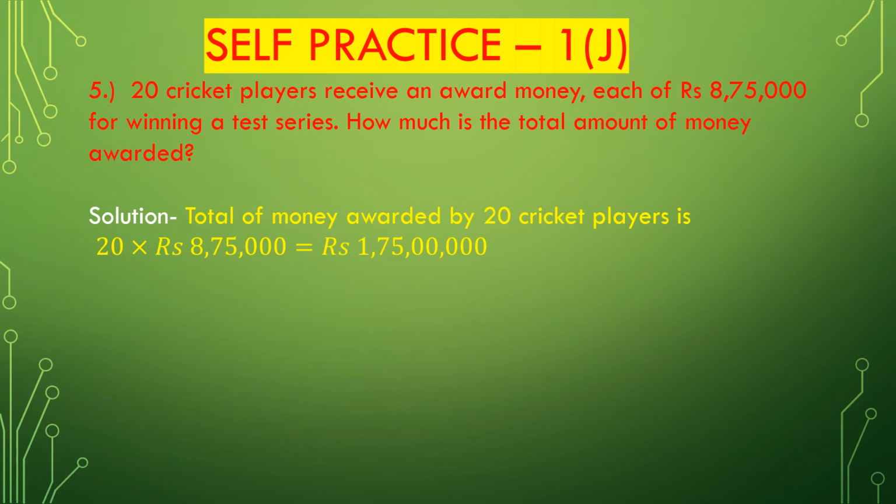Now question number 5. 20 cricket players receive an award money each of 8,75,000 for winning a test series. How much is the total amount of money awarded? There are 20 cricket players and each cricket player gets 8,75,000.